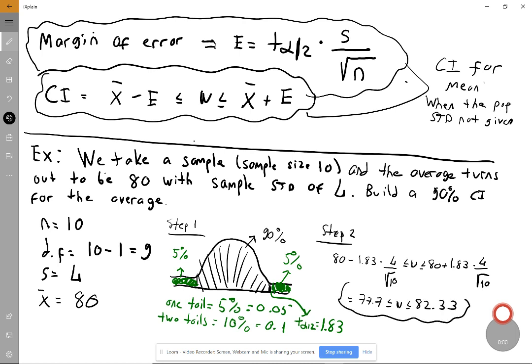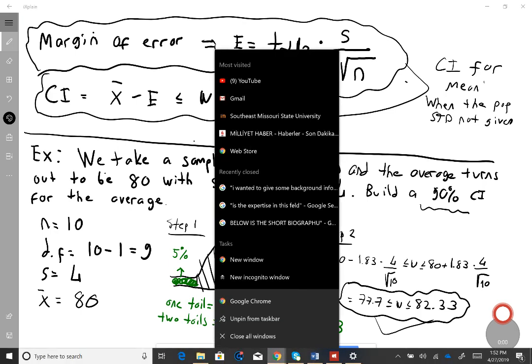Okay, so that's the range, or the interval that we are looking for. So how do I interpret this result? That means I'm 90% confident, and that 90% comes from the question, that the population average will be between those two numbers, and those two numbers are 77.7 and 82.33. Okay? All right.